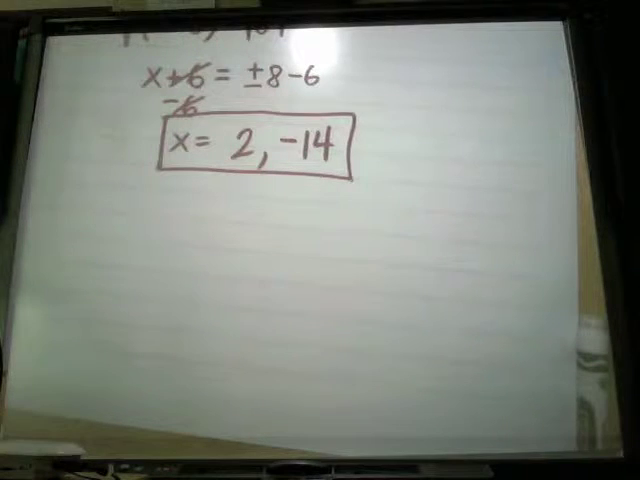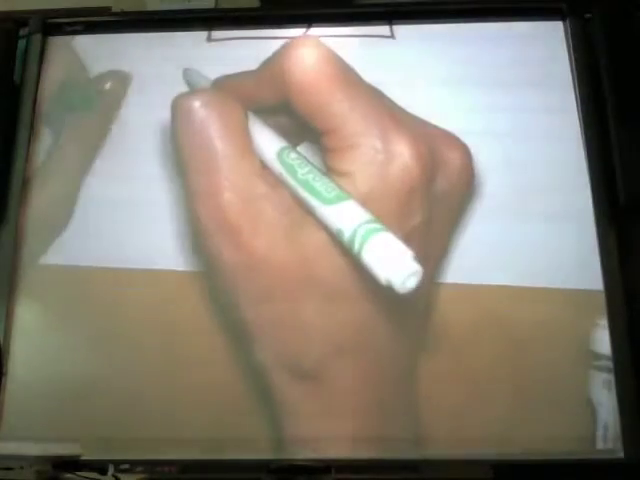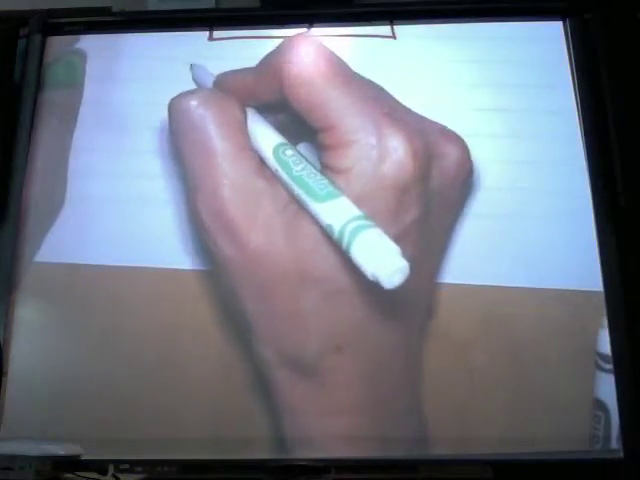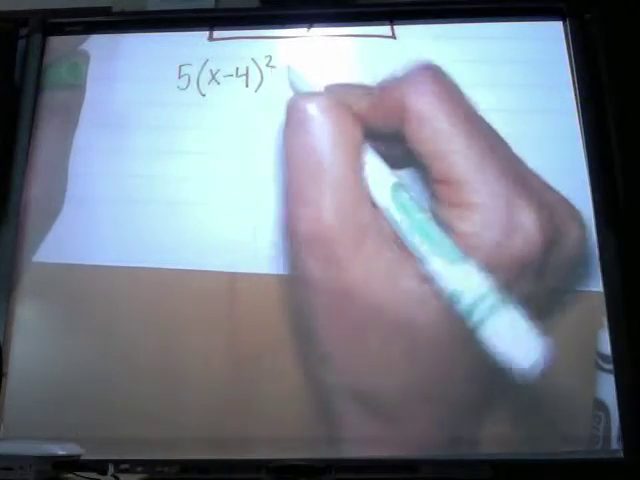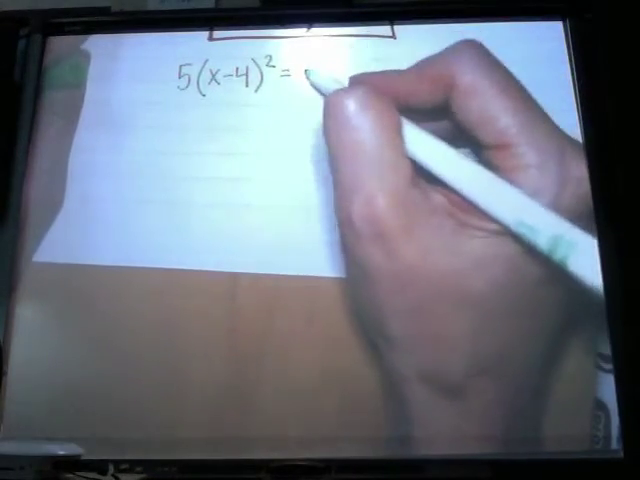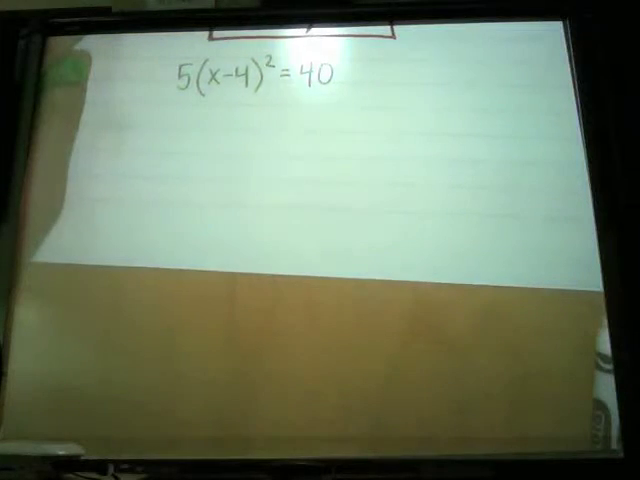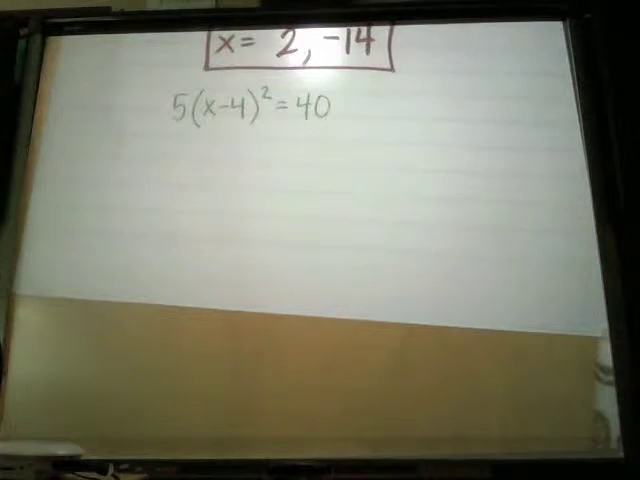I think I said we were going to factor, but I'm not going to give you too much factoring just yet. So I've just got two more examples I need to show you. 5, parentheses, x minus 4 squared equals 40. Second to last example. So again, what you want to look for is what's being squared, what's in parentheses, what's not being squared.